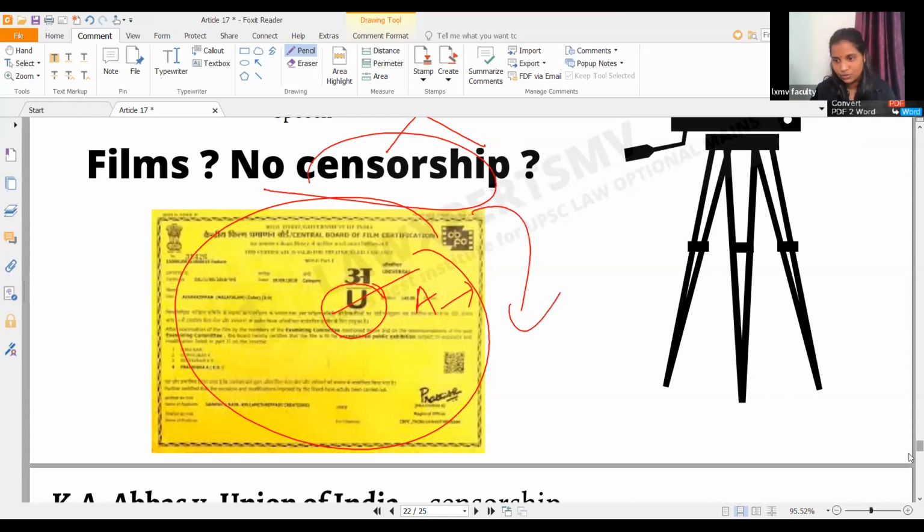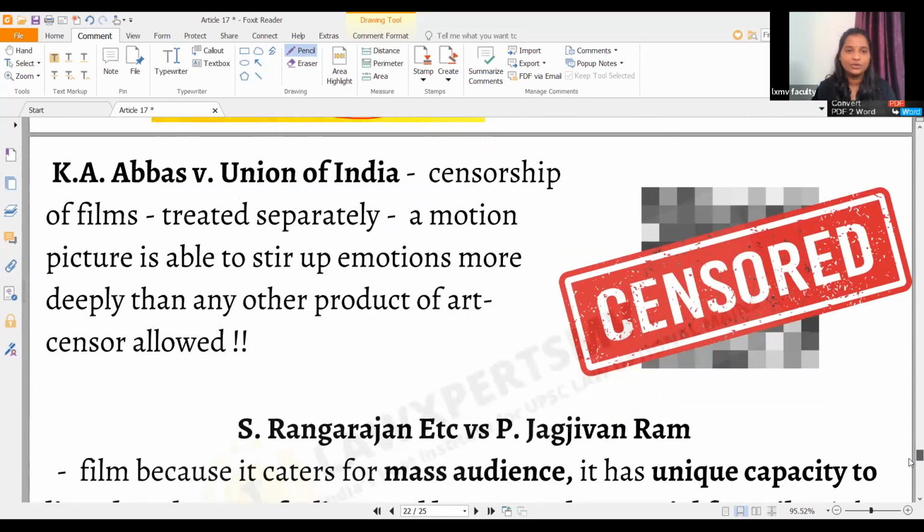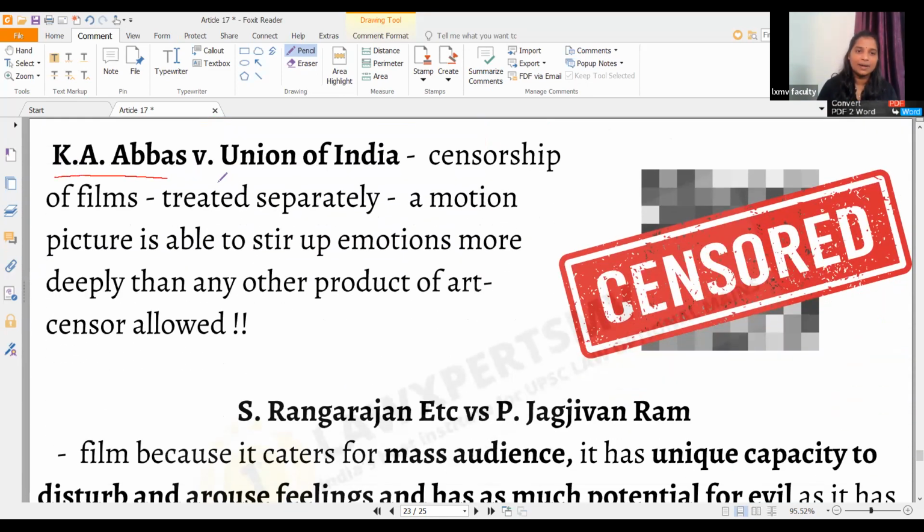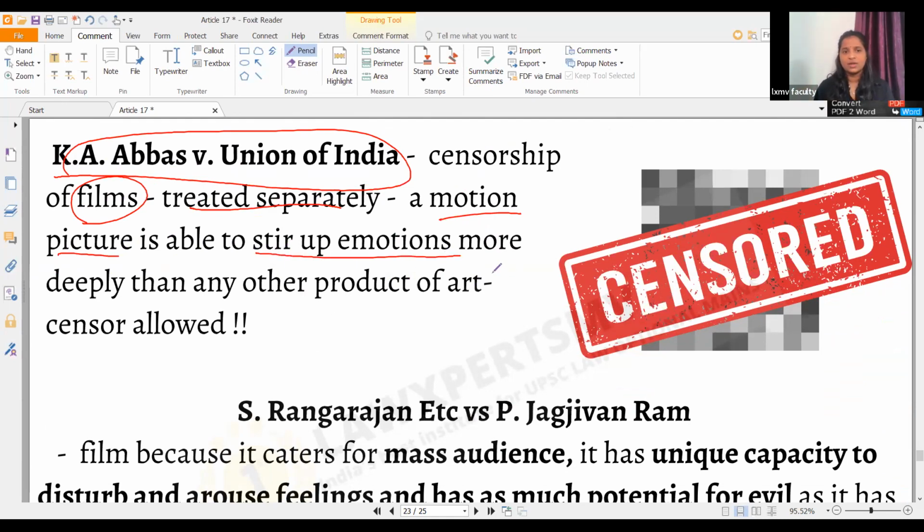Why is it allowed so? There is a rationale. You have a case law, K.A. Abbas versus Union of India. It stated that films shall be treated separately from other expressions. Why? Because motion pictures have a different capability to stir up emotions more deeply than a newspaper. You read a report about the Nirbhaya case, but there is also a film about Nirbhaya. Which one will affect you more? The motion picture, right? That's why it must be censored.